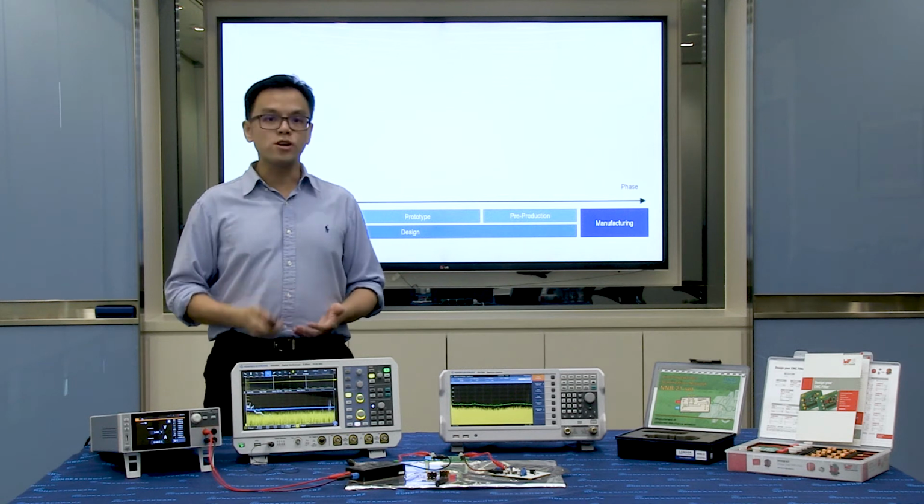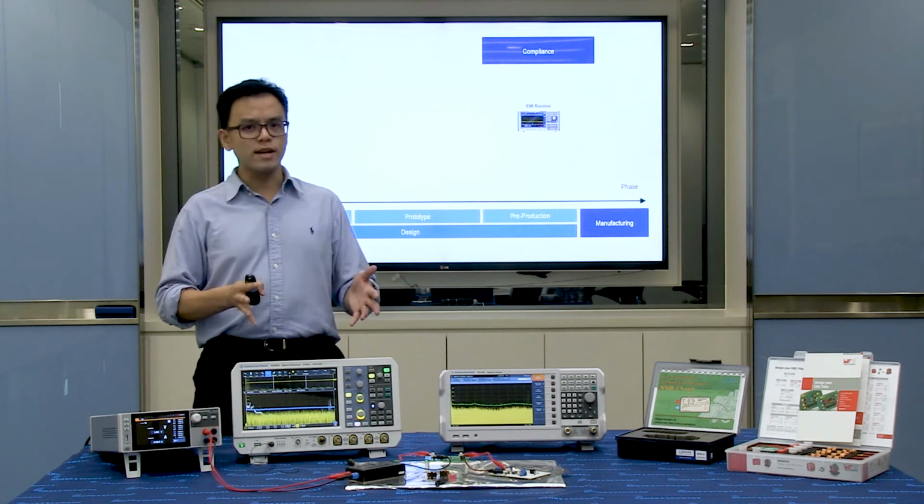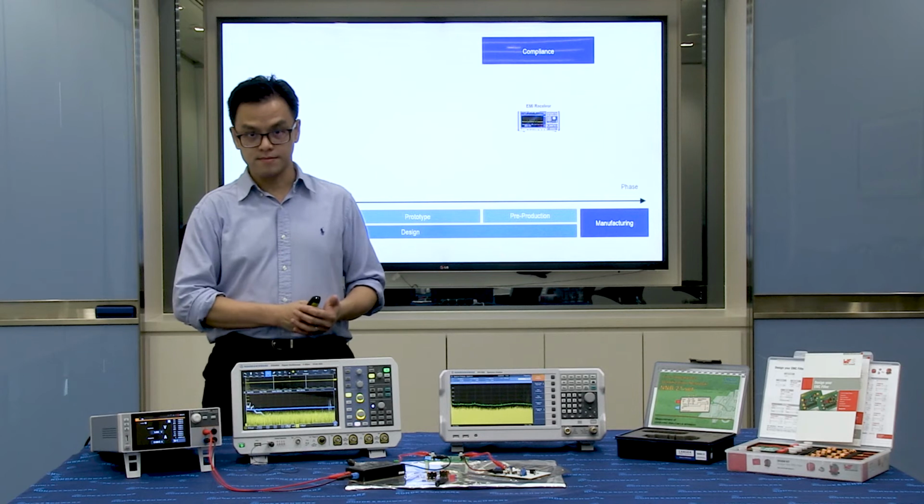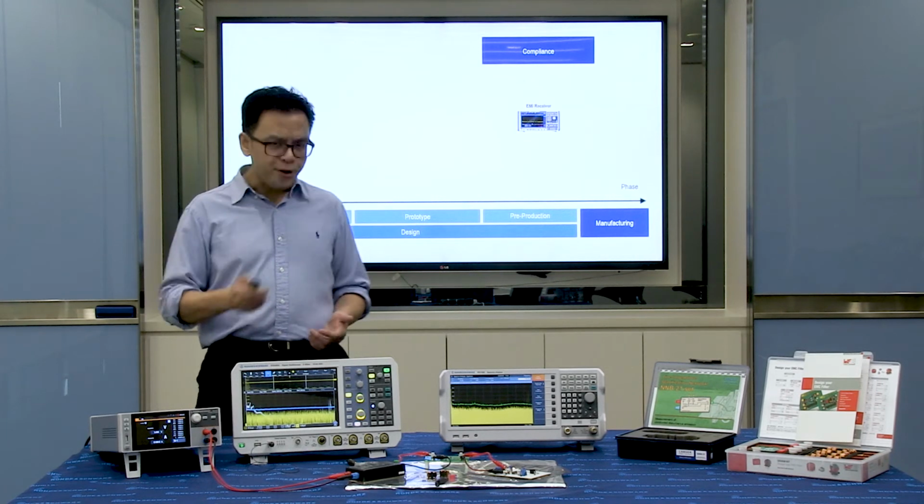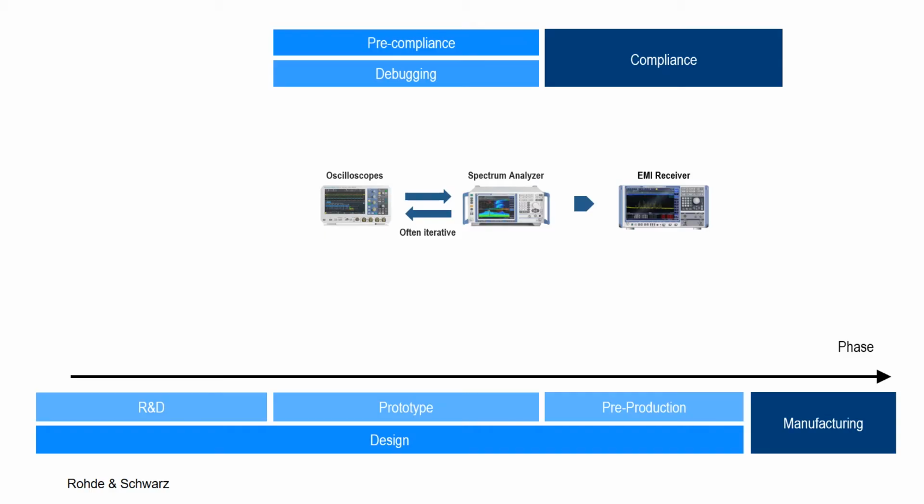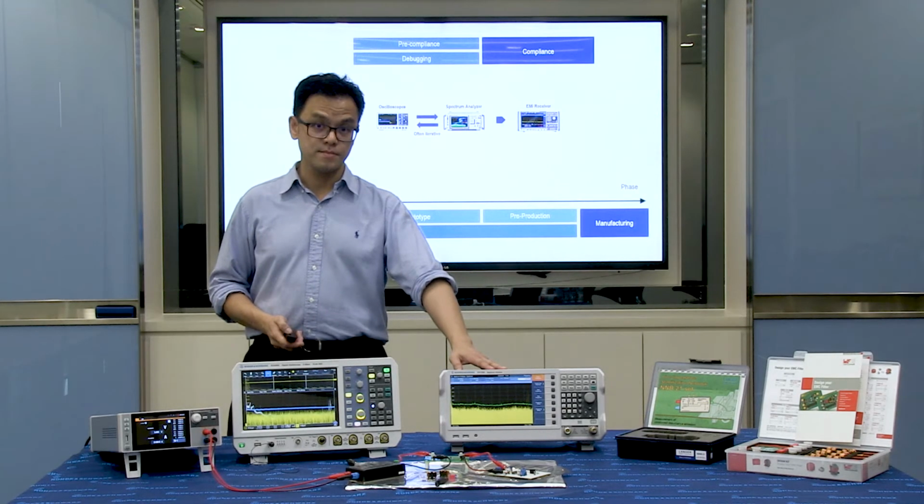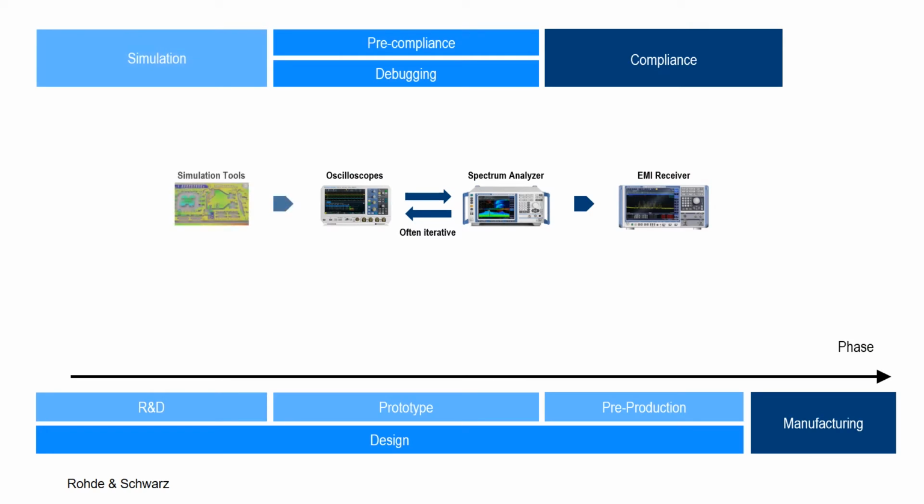Most users will only focus on compliance measurement when the product is closer to production testing. Before that, some pre-compliance and debugging can usually be done on the prototype product using scopes or spectrum analyzers. Simulation would be something useful to predict what the emission can be.